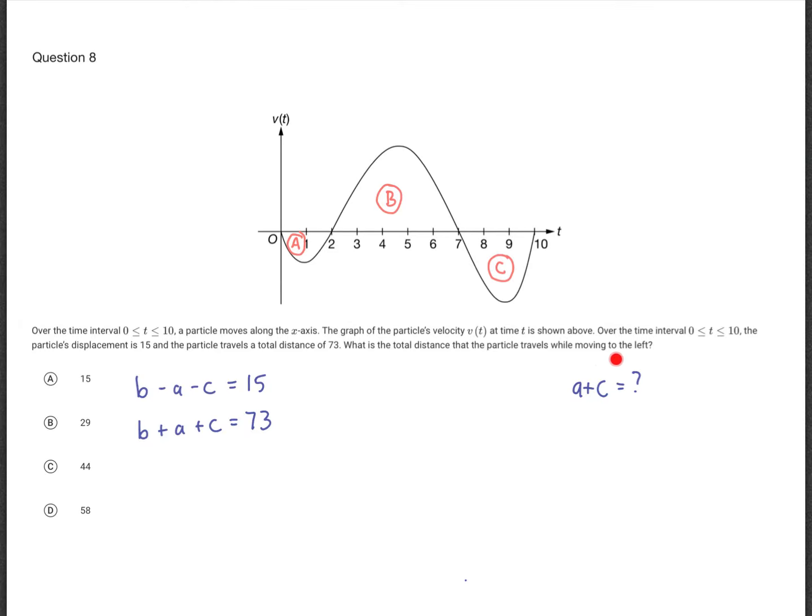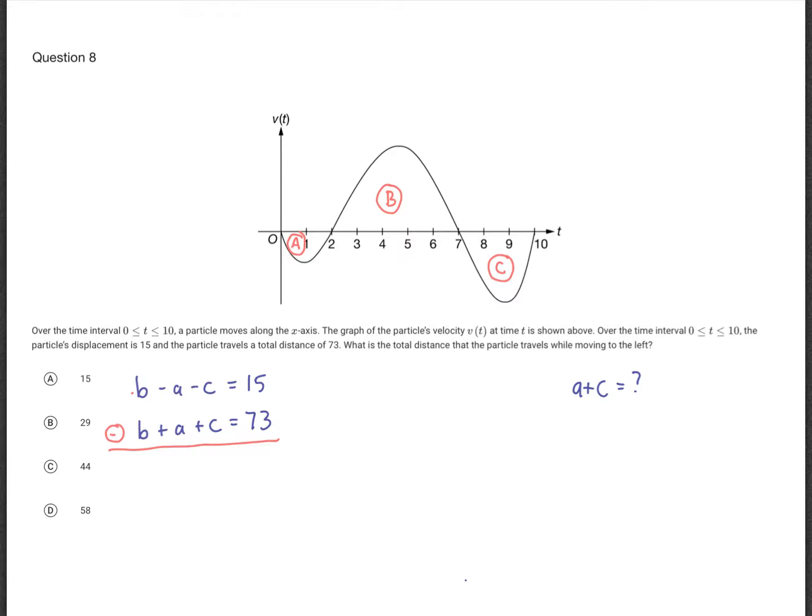Okay, so we want a plus c, so I think it makes the most sense to subtract these, because we can't really find a and c separately. One thing, just in general, we have 3 unknowns, but we only have 2 equations. So in math, in general, you need at least as many equations as you have unknowns. So we can't solve for these individually in this case. We could solve for b, but we wouldn't know what a and c are separately.